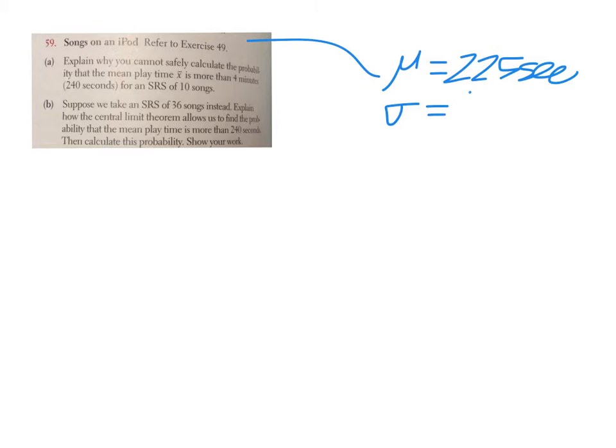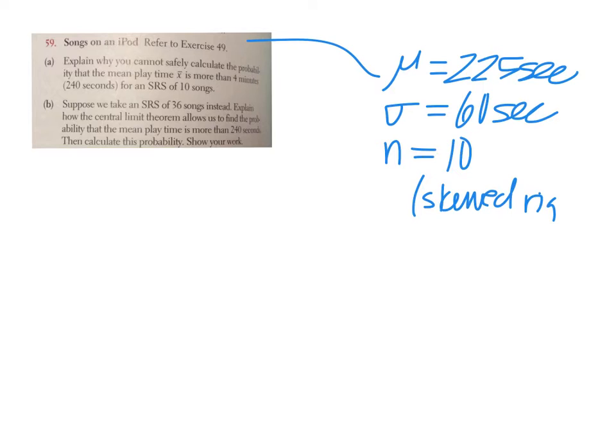Question number 59 refers to number 49. Again, there was some information on question number 49 that I wrote down earlier. The mean of the whole population was 225 seconds. The standard deviation was 60 seconds. And the original sample size was 10. They also mentioned that the population was skewed right, just like in number 40.